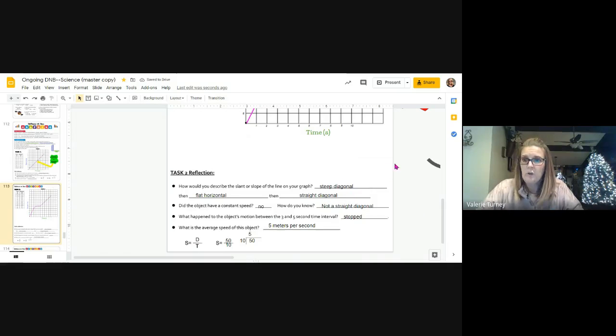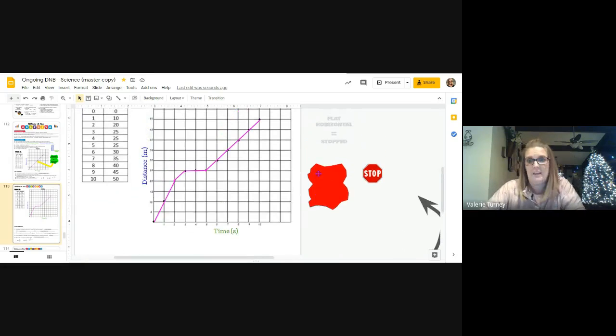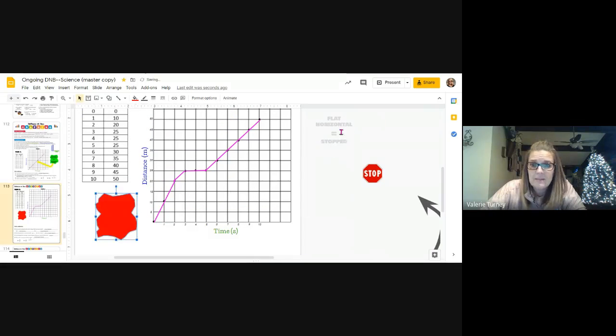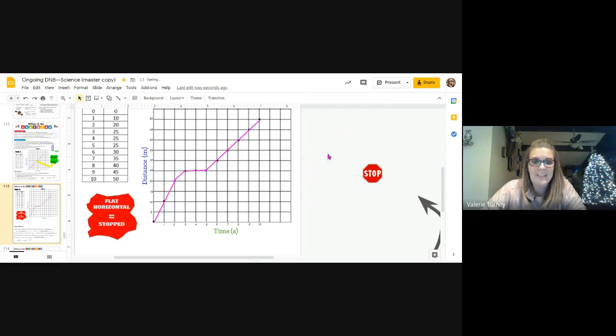All right, so let's talk about what we're going to do with the stuff over here on the side. One of the things that we really noticed this time was this particular area right there. This flat line. What that means, a flat horizontal line on a distance time graph, and it looks like I need to make this a little bigger. There we go. A flat horizontal line on a distance time graph means that they stopped.